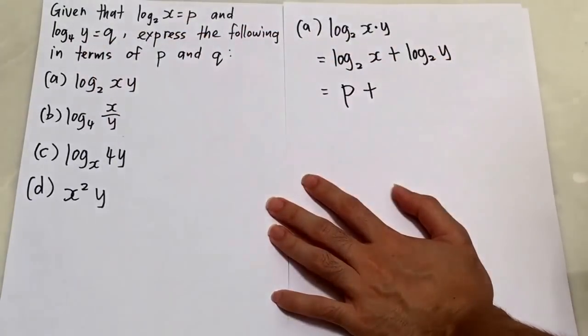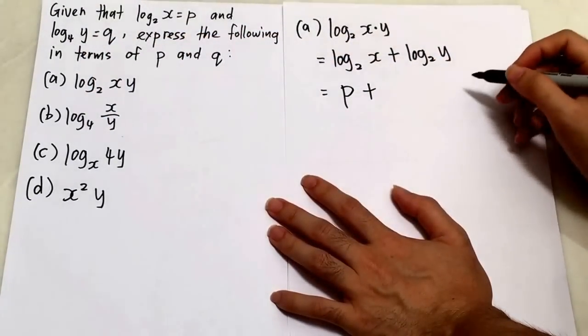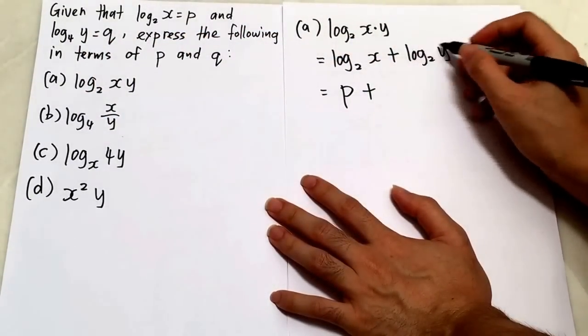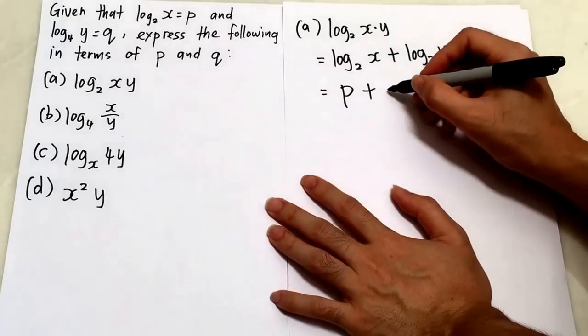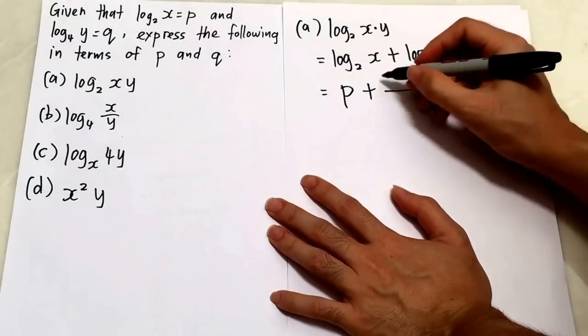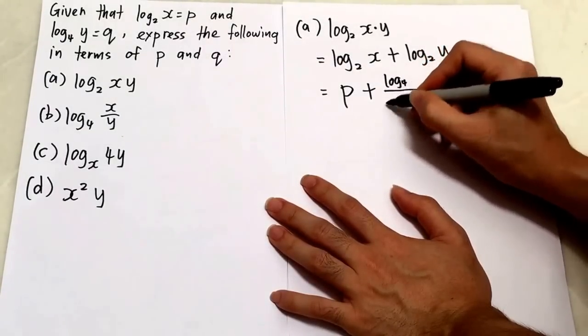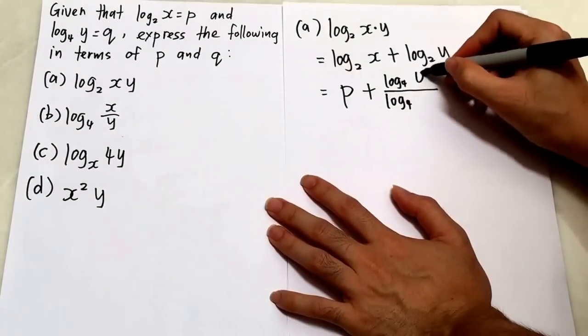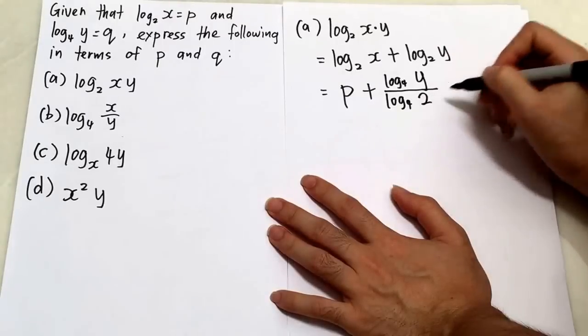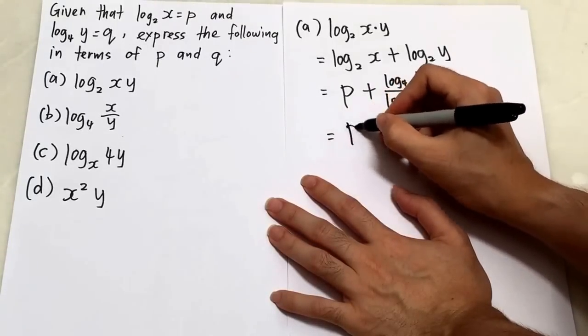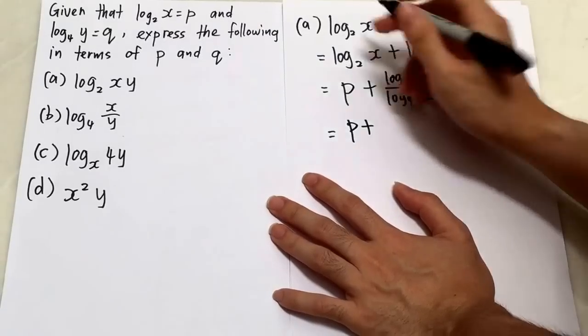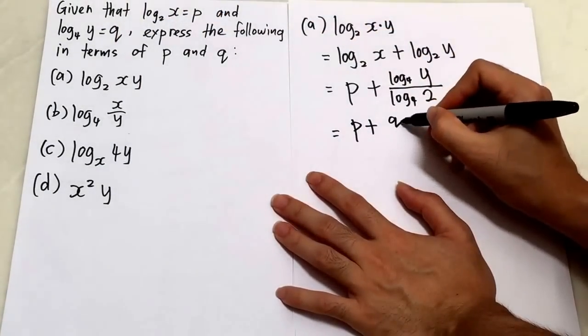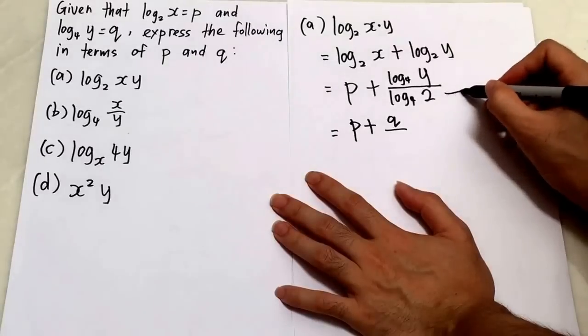Here is log 4 y. So the first thing coming to my mind is I have to change the base for this one. I hope you know how to change base. So you just draw a line. If you want the log 4, you write log 4 over log 4 here. I say the bigger number you write on the top and the base you write at the bottom. So this is p plus log 4 y, which is q, over, okay, now this is the problem.